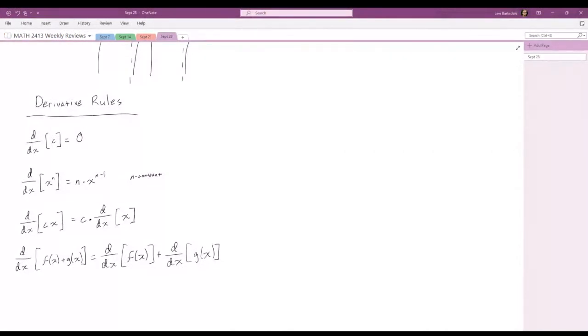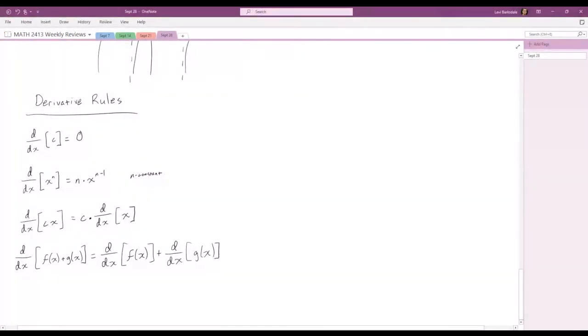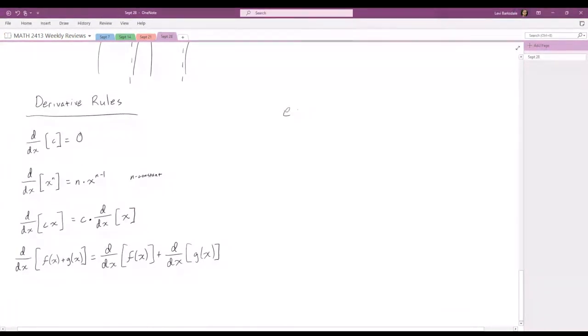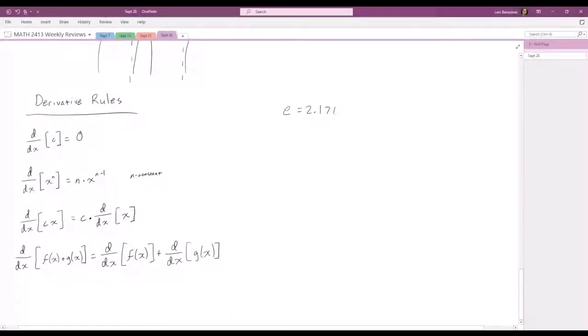Is e considered a constant? Yes, e is actually a number by itself. It's like 2.718-ish. You can think of it as being a lot like pi. It's just a constant, it's special, it shows up in a lot of places, so we gave it a special name.